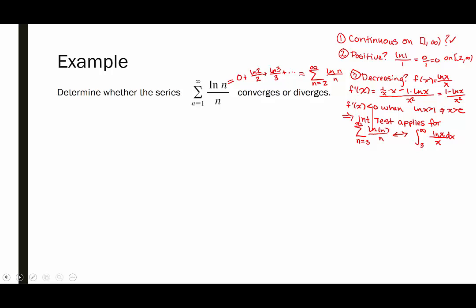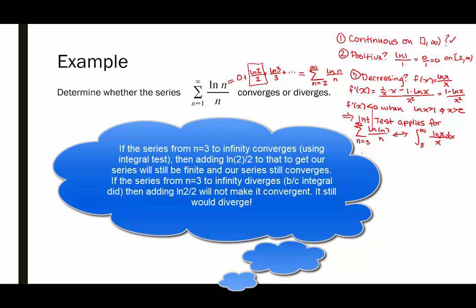Of course, that's not the original series we were considering, but notice that we just have to add log 2 over 2 to the series that starts at 3. If this series starting at 3 converges, then adding another finite number to it will still give us a finite sum. If the series from 3 to infinity of log n over n diverges, once we evaluate this improper integral, then it will still diverge when I add a finite number. A sum that's already infinite will be infinite when you add more to it.